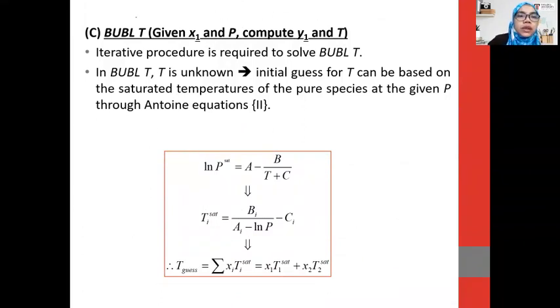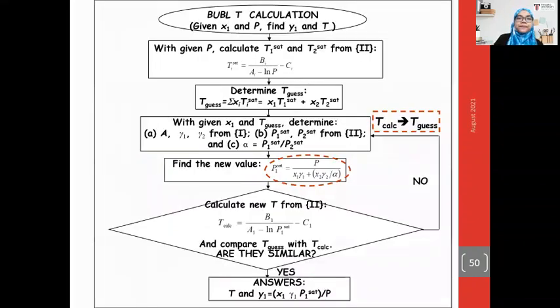Okay, for the bubble T, that means you need to find the temperature, and the composition in the liquid is given. Since the temperature is not given, you need to perform an initial guess. So by rearranging the Antoine equation here, you can get the guessed temperature using this correlation.